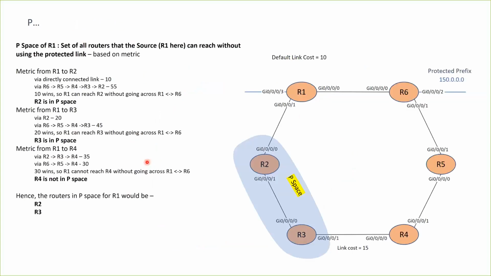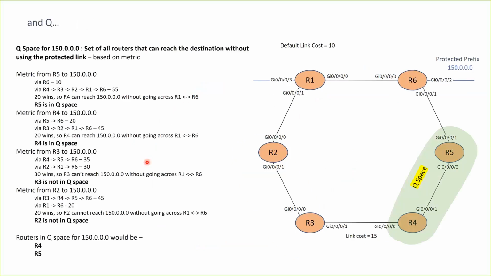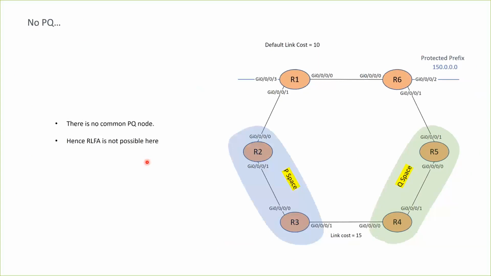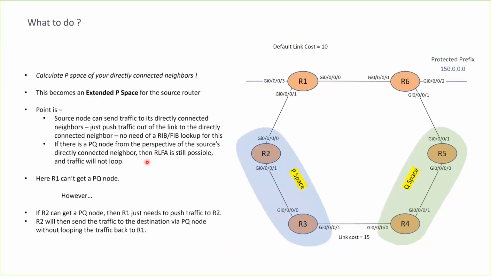Same thing here. R1's P space is R2, R3. R1's Q space is R4, R5. Alright, no common PQ node, so RLFA is not possible here. Now calculate the P space of your directly connected neighbors. This becomes the extended P space. If R2 can get a PQ node, R1 just needs to send traffic to R2. R2 will ensure it reaches the PQ node without loopback.